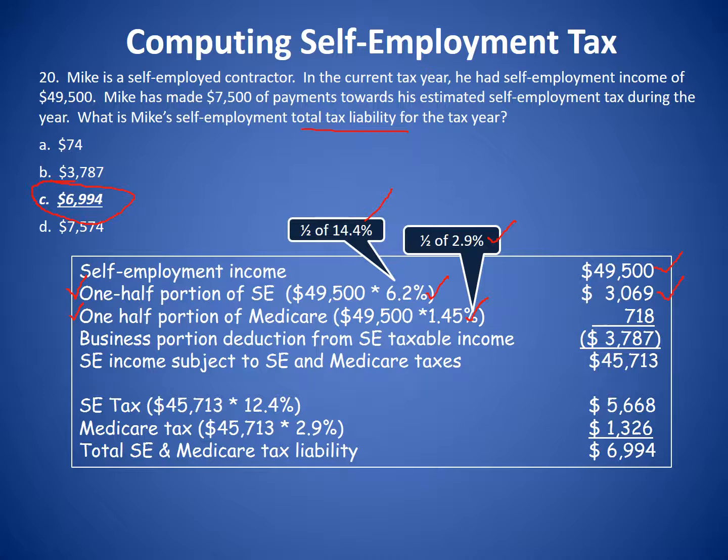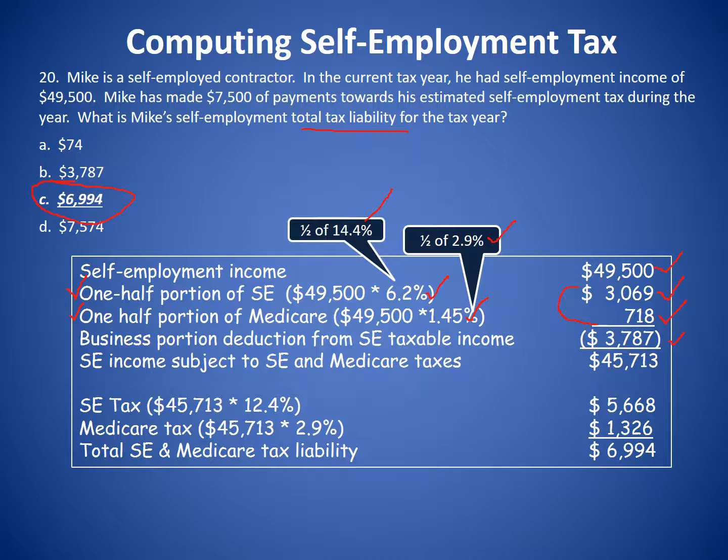So I take my 49,500 times my 6.2%, and my half portion of Social Security would be $3,069, which I'm going to be able to deduct from my self-employment income. I take the 49,500 times my 1.45%, and that comes out to $718 worth of Medicare taxes that I'm able to deduct. So in effect, the business portion deduction from my self-employment taxable income would be a total of those two amounts, which would be $3,787.